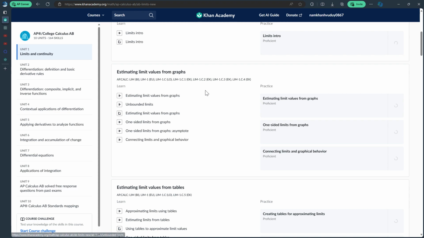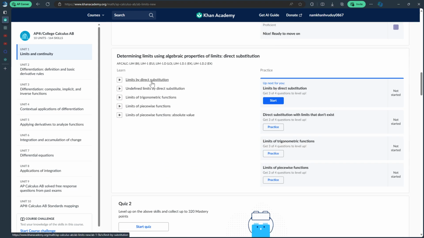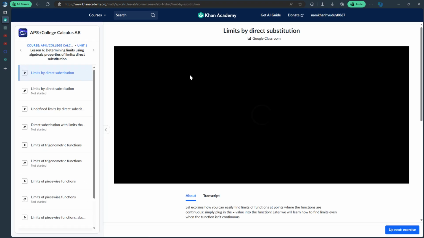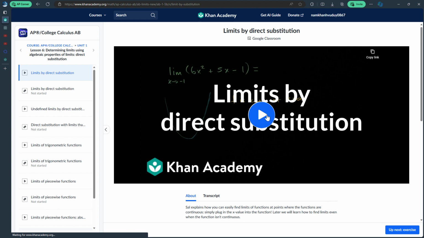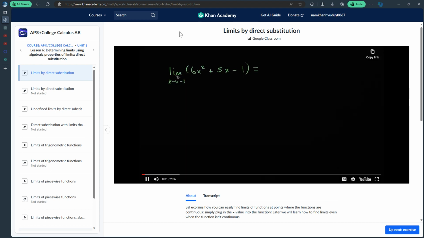The first thing we are going to learn today is limits by direct substitution. So let's see if we can find the limit as x approaches -1 of 6x squared plus 5x minus 1. Wait a little bit, let me write down some information in my notebook. Right, let's keep going.